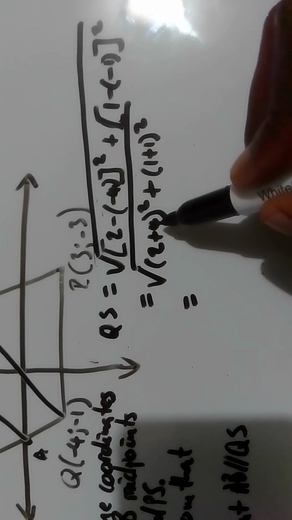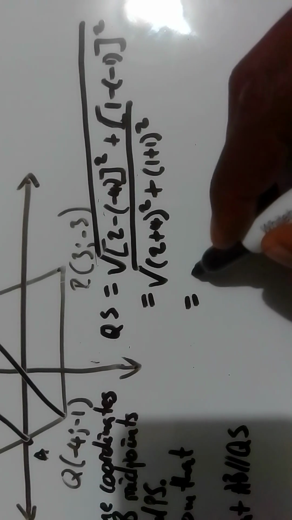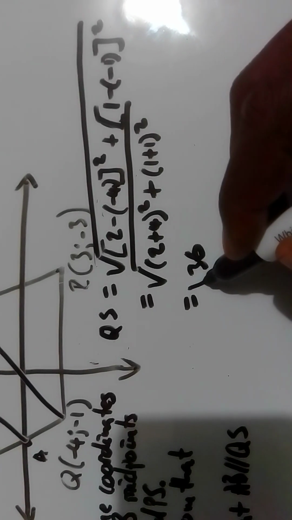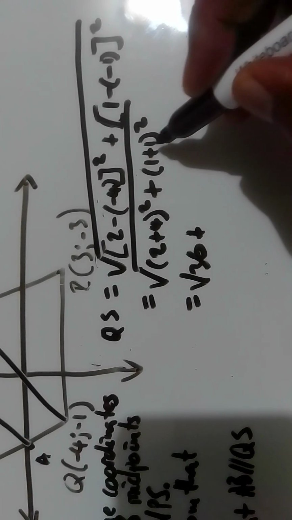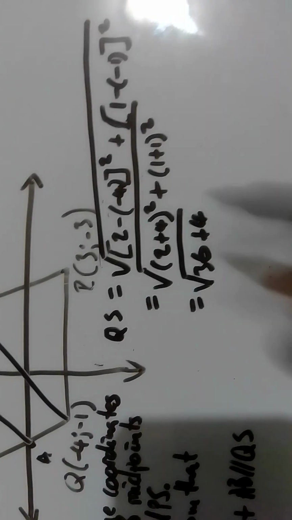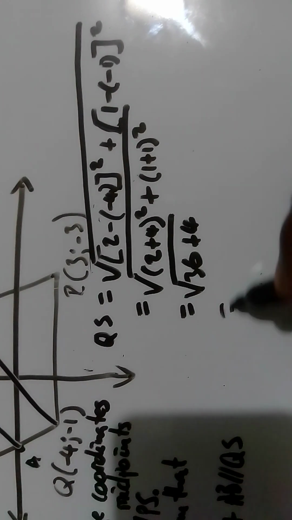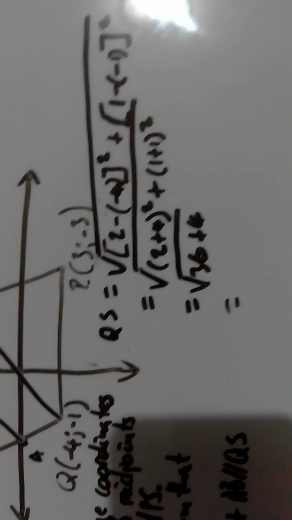And 2 plus 4 here is equal to 6, and 6 squared gives us 36. So we've got 36 here, square root of, plus 1 plus 1 is equal to 2, 2 squared is equal to 4. We've got 4 there. So 36 plus 4 is equal to 40.